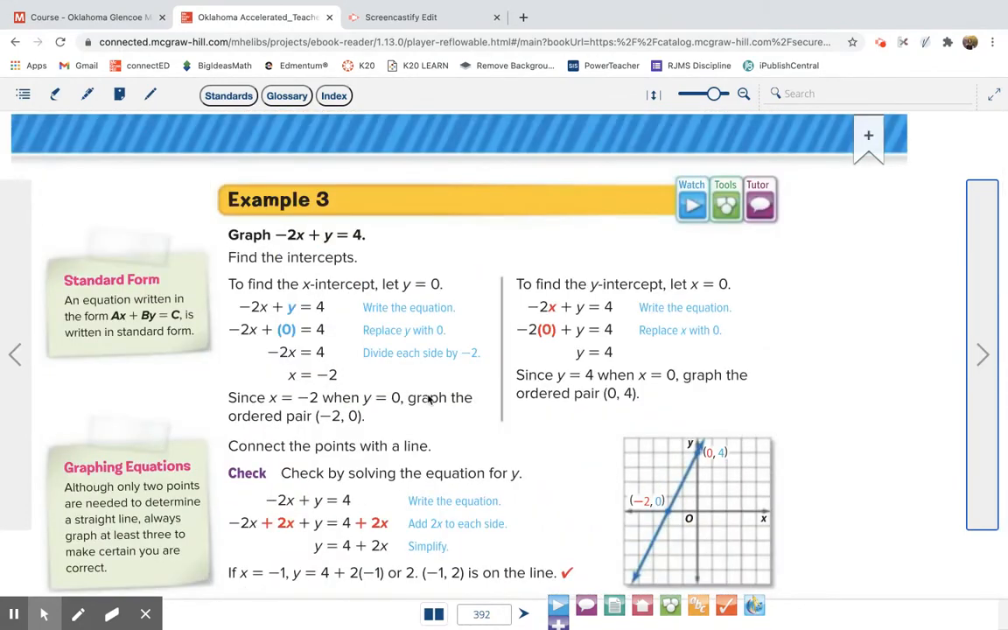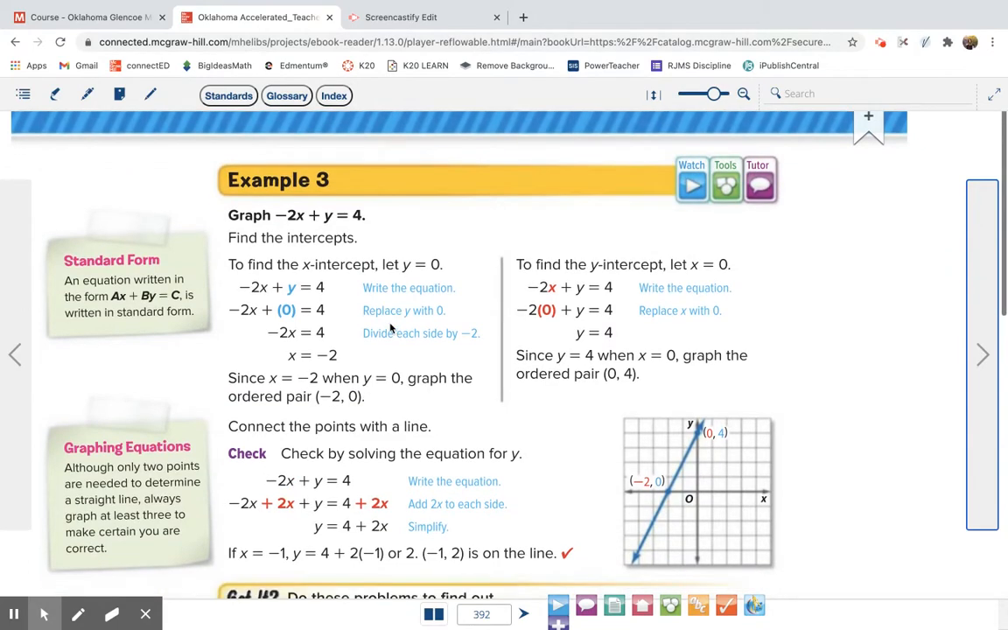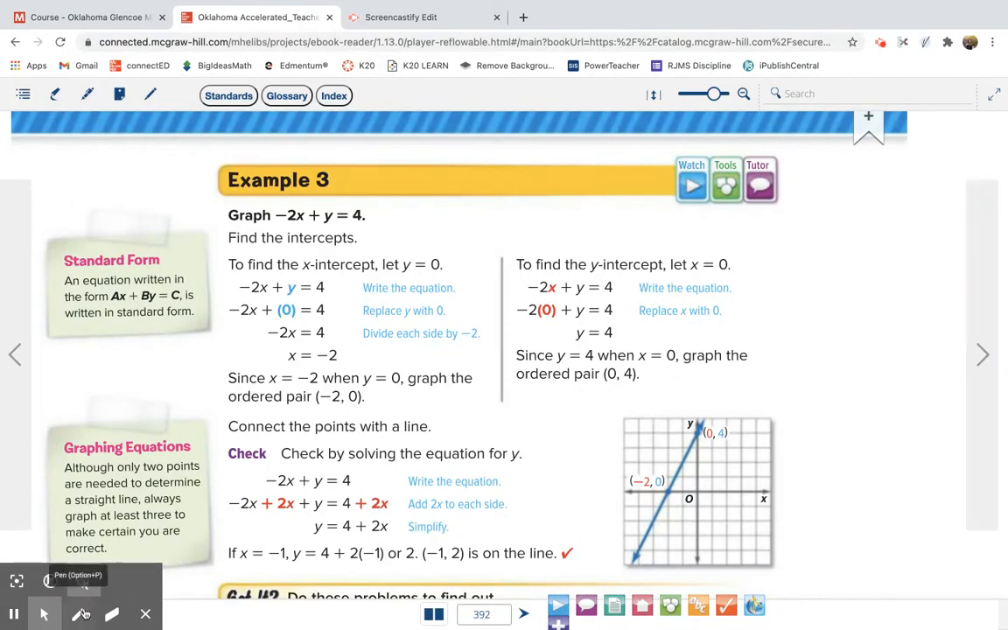So example 3 says graph negative 2x plus 4 equals y. Okay, well, there's a lot we've got to do before we can graph. Let's first find those intercepts. So like I said, the x-intercept is where y equals 0. That is the point where we've got to find what x is, but y is 0, because that's the only way it can cross the x-axis.